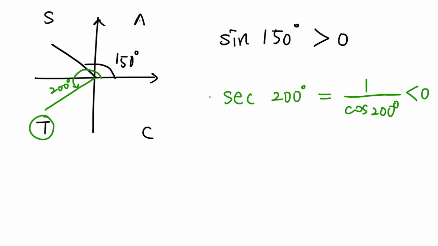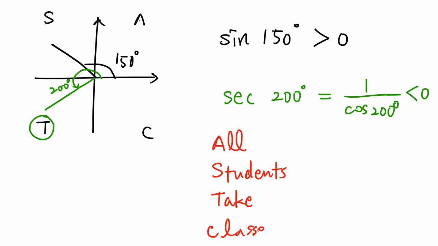So as you can see in these examples, memorizing these four letters A, S, T, C is going to be quite useful. So the way you remember those letters is to remember this phrase: all students take classes. Going around the circle from the first quadrant to the fourth quadrant, all students take classes.